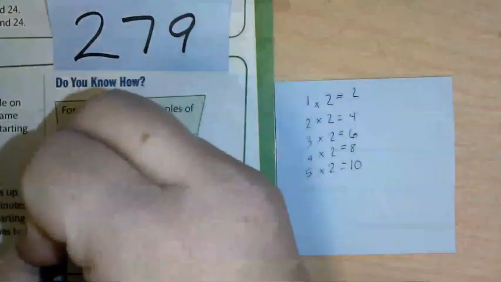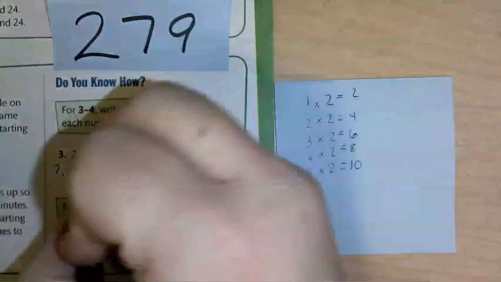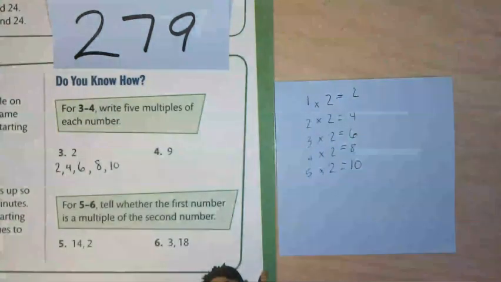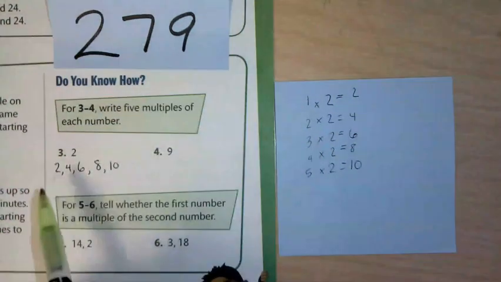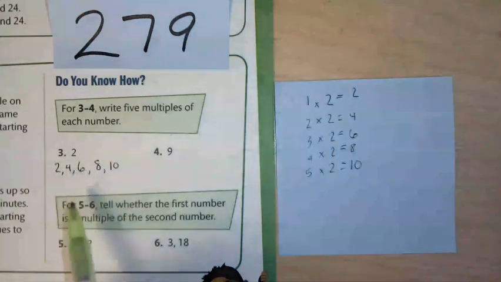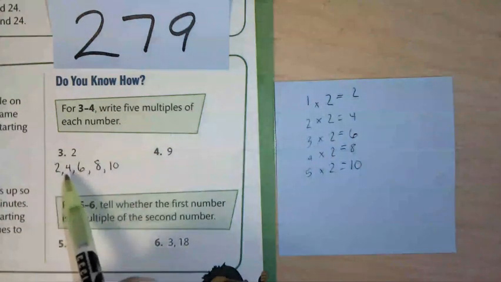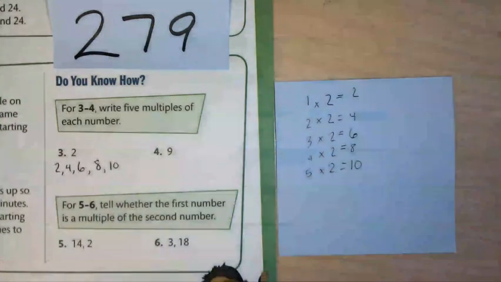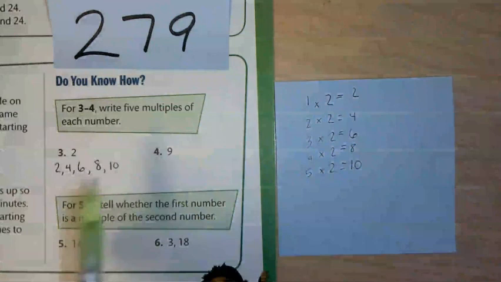So I'm going to write 2, comma, 4, comma, 6, comma, 8, comma, 10. Those are my multiples, and this is how I write it out. I make sure each number is very clearly written with a comma in between, so when somebody else sees this later, they'll go, oh, I can see why it looks that way. Well, let's check out number 4.